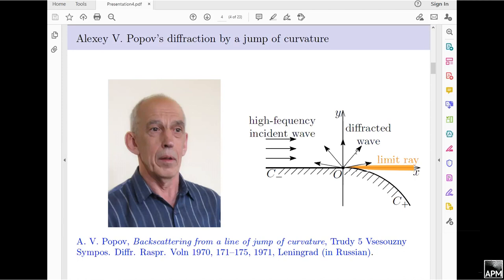He was interested only in the description of a diffracted wave, which emerges from the discontinuity point. Well, we revisit his research, having in mind to solve the problem correctly and systematically, and we were thinking a lot about this direction, the direction of the limit ray.